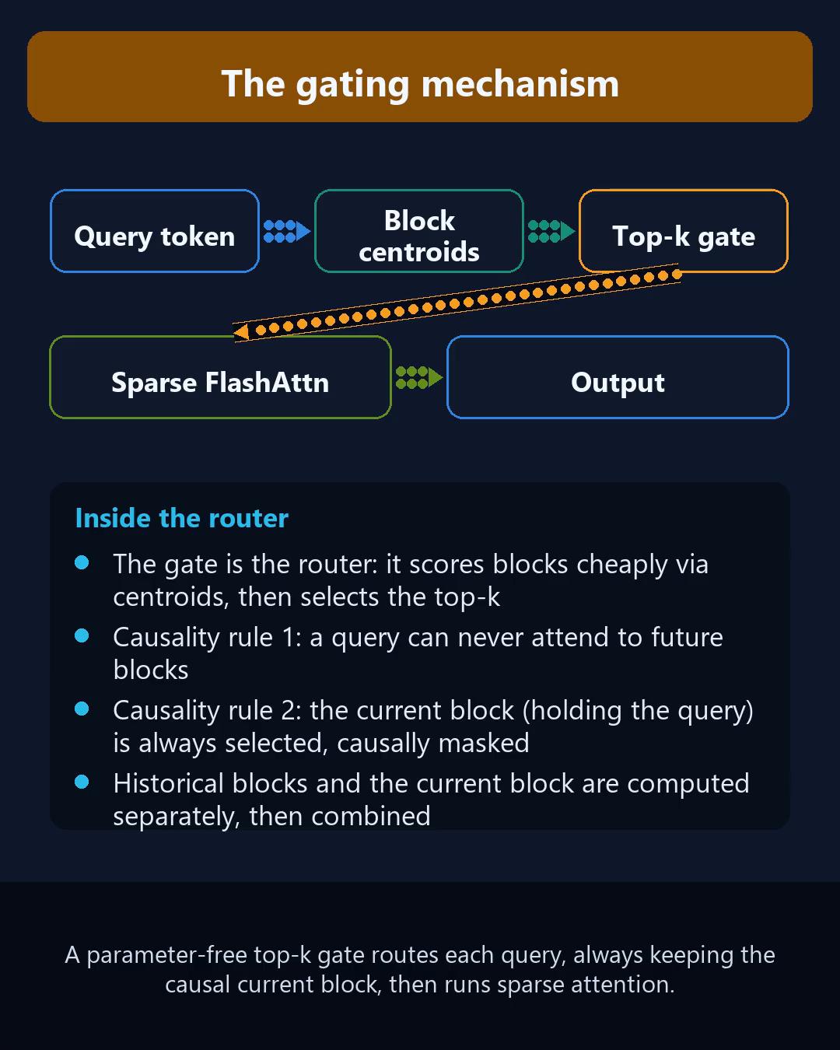Look closer at the mechanism. The gate is the router. It scores each block cheaply using centroids, then selects the top K. Two rules keep it correct. First, causality. A query can never attend to future blocks. Second, the current block, the one holding the query itself, is always selected and gets a proper causal mask. Historical blocks and the current block are computed separately, then combined.